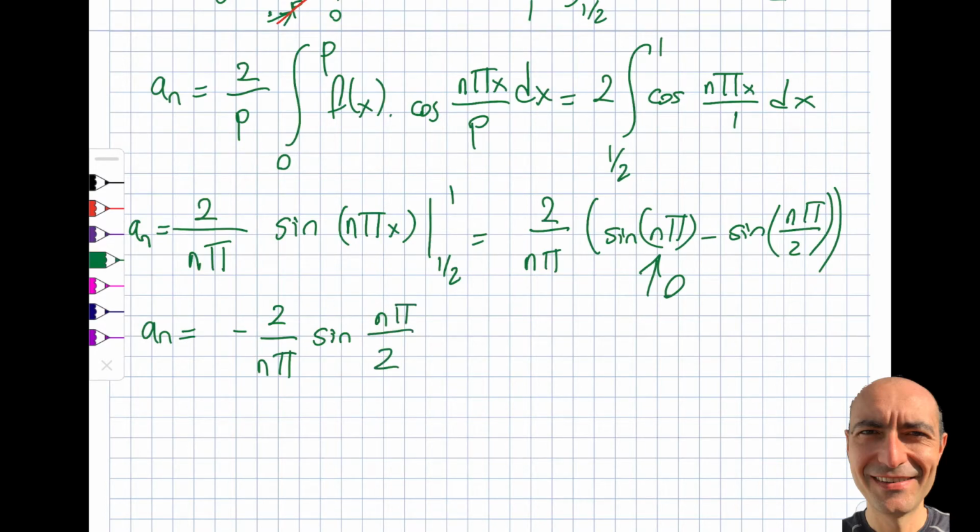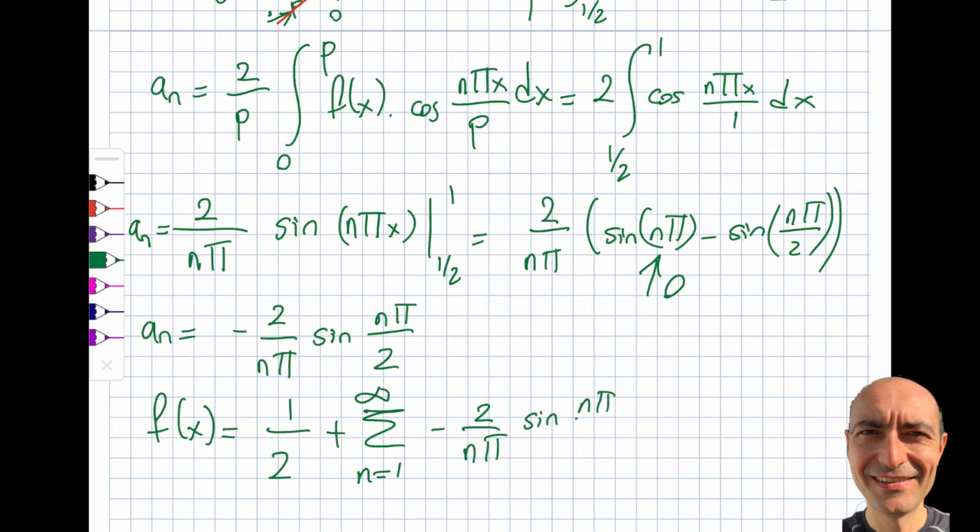Now let me write the Fourier half-range cosine expansion. So this f of x is going to be a0, which is 1 by 2, plus the summation over n equal to 1 to infinity, and an will be right up there, minus 2 by n pi sine n pi by 2 times cosine n pi x, because p is equal to 1. And let's do this in parentheses. So this will be my expansion for half-range cosine.